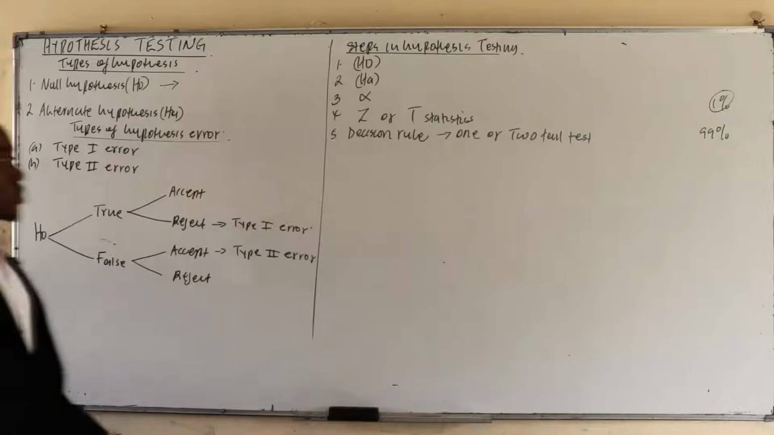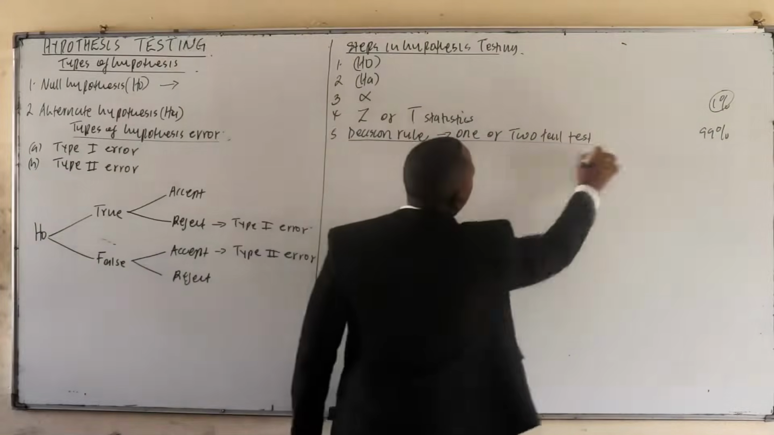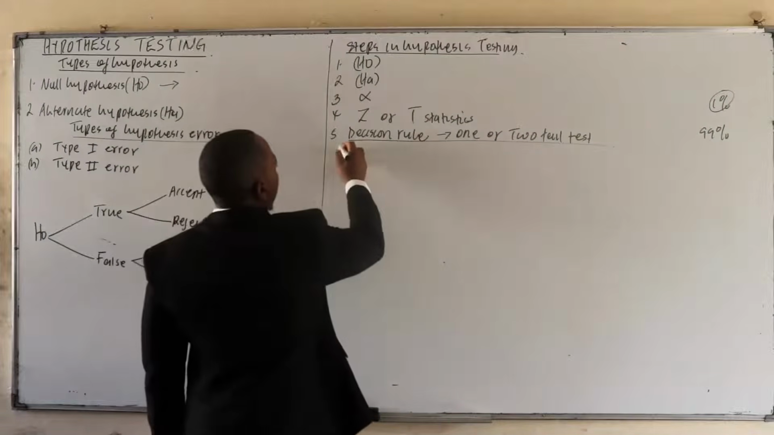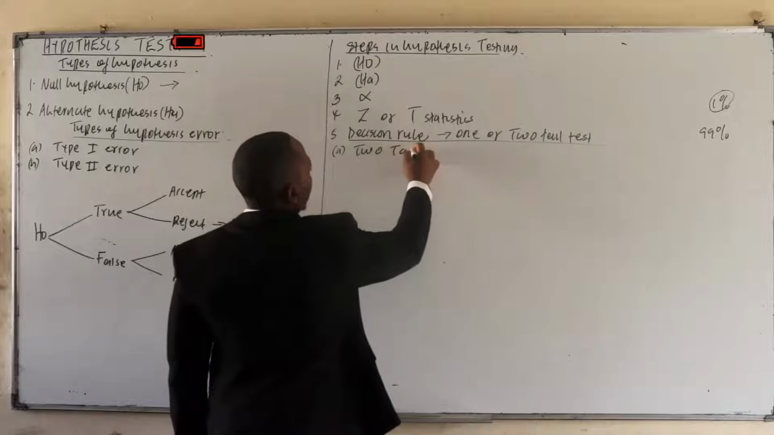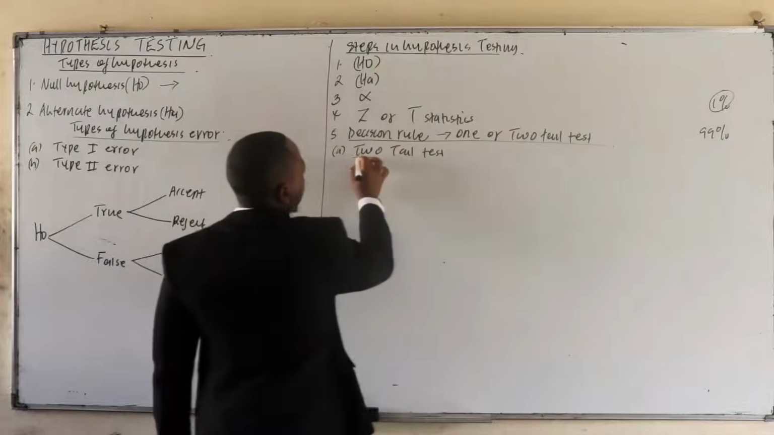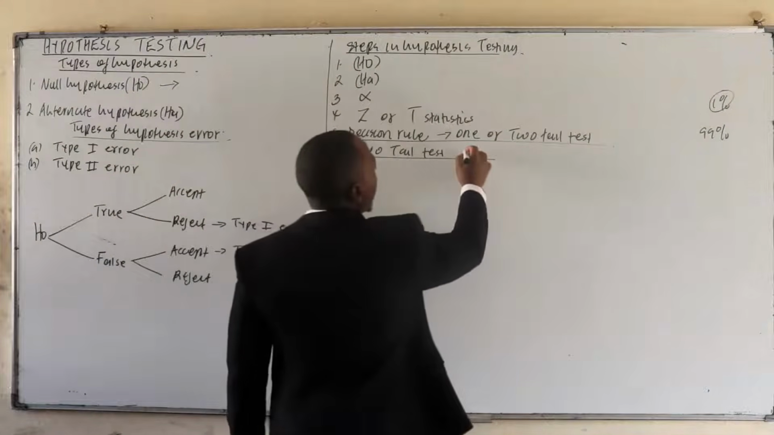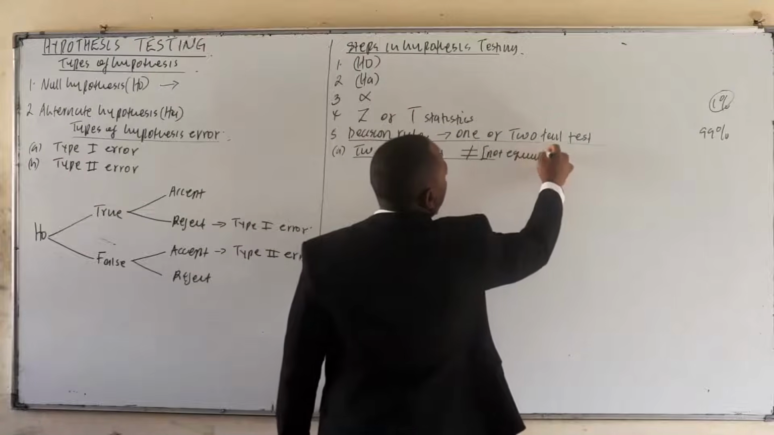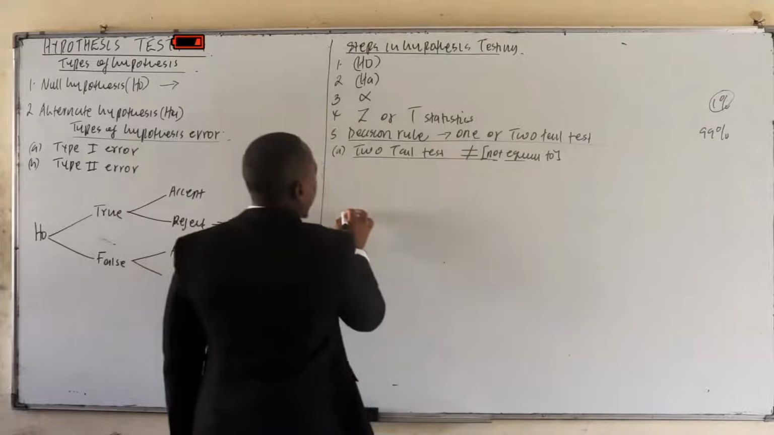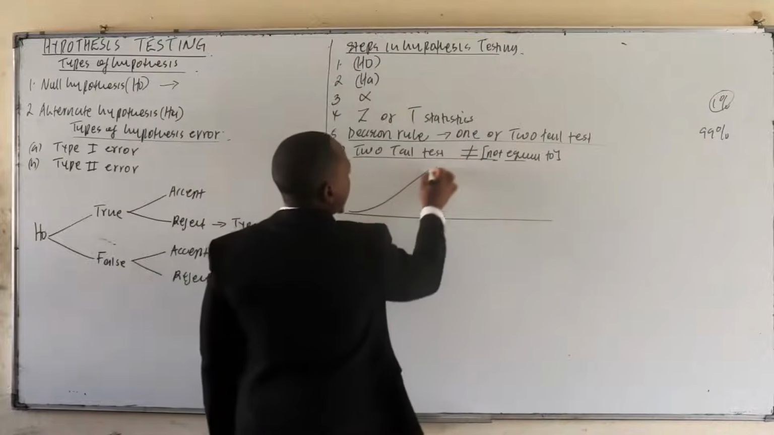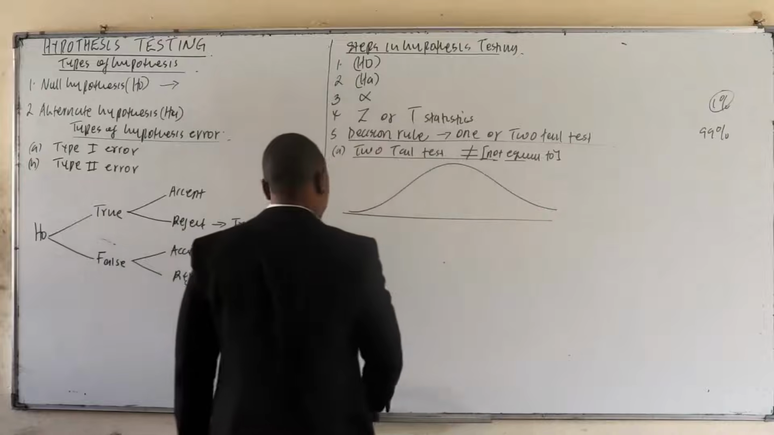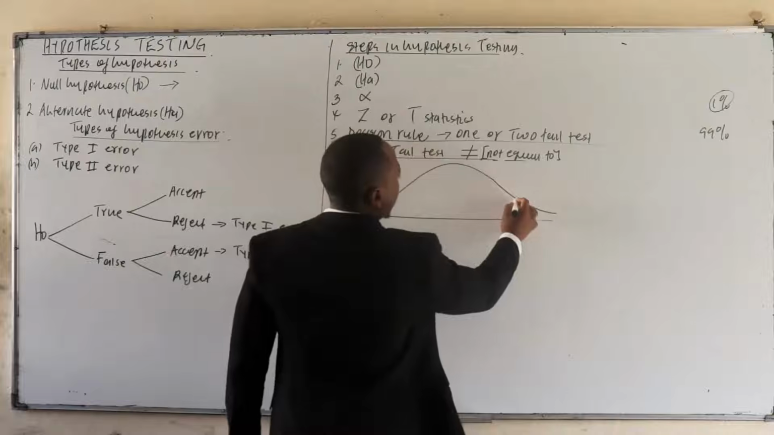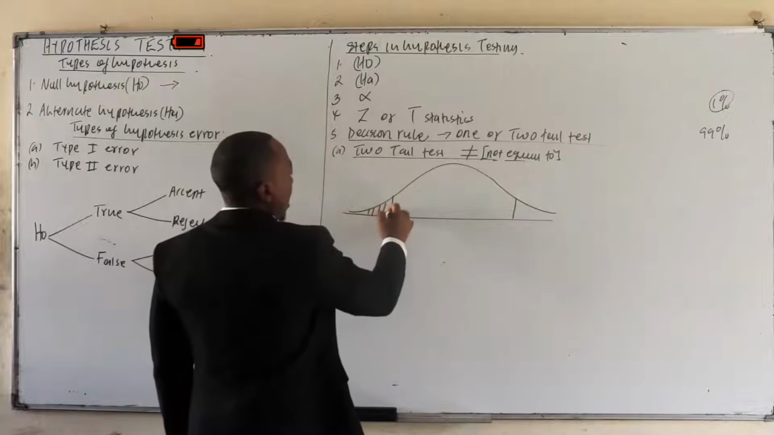So first of all, let me explain, don't copy. When formulating a decision, it can be either a one or a two tail test. For a two tail test, it will look like this. It is formulated when the inequality is not equal to. We have the normal curve like that. This is what we call a two-tailed test.